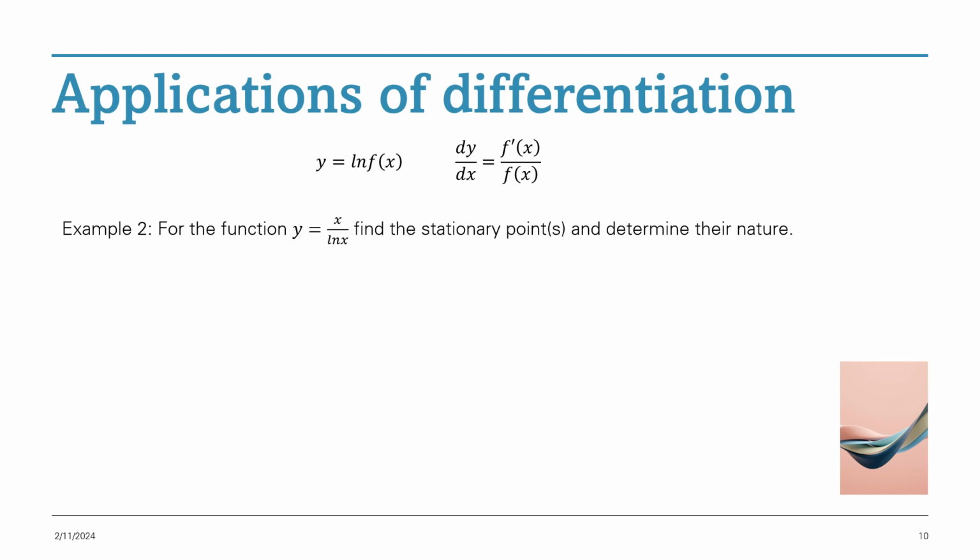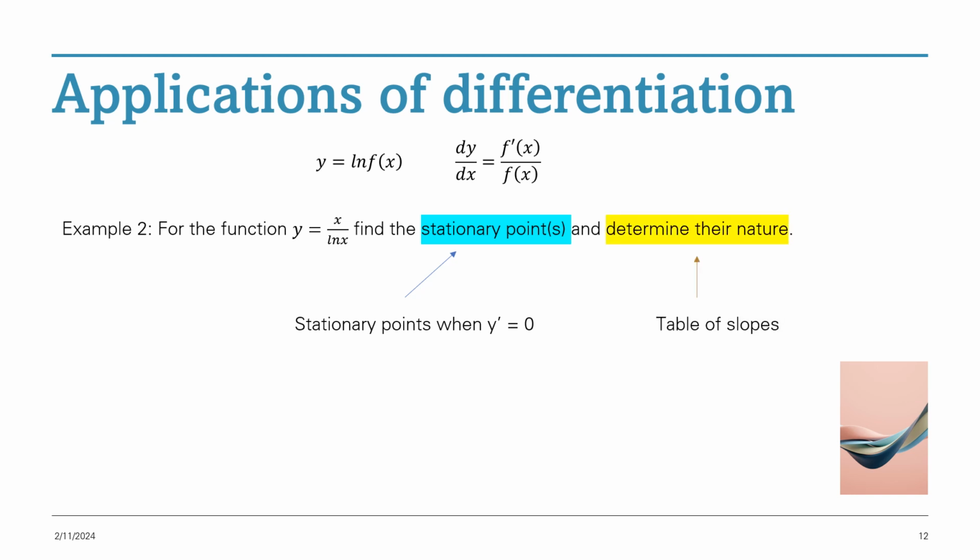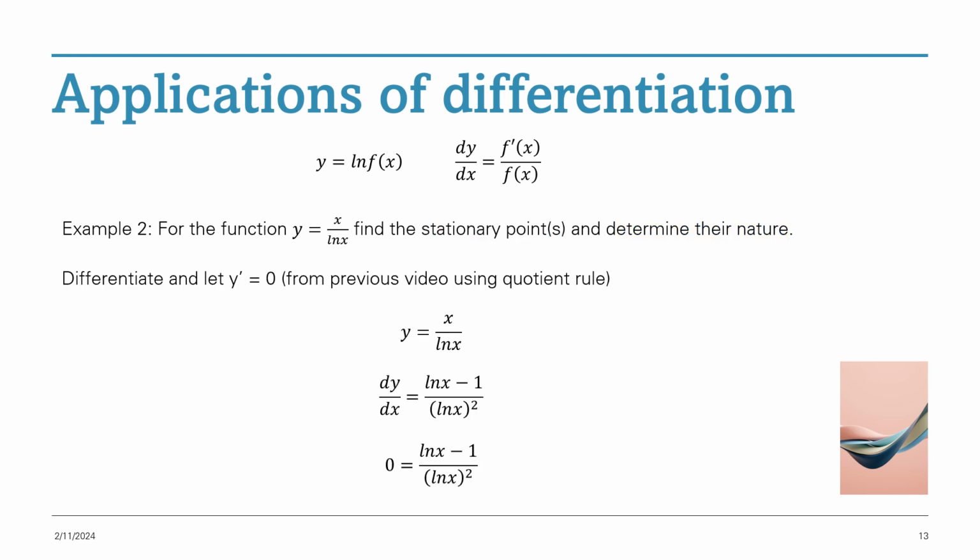So for our second example, for the function y equals x over ln x, we're going to find the stationary points and determine their nature. So stationary points, when y dash equals 0, determine their nature, that's from the table of slopes. So differentiate, y dash equals 0, and once again from a previous video, we're going to use the quotient rule.